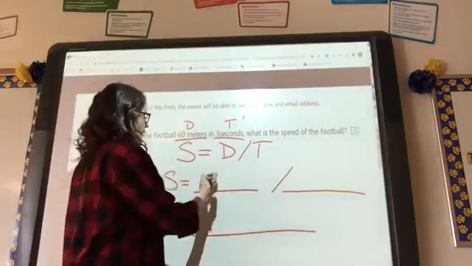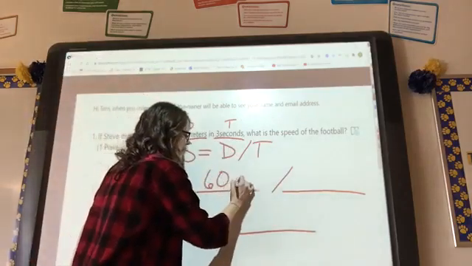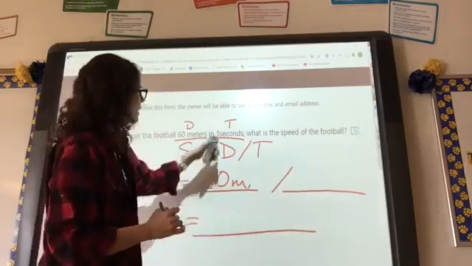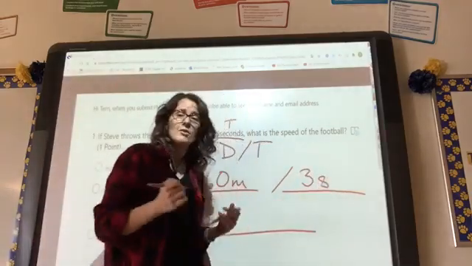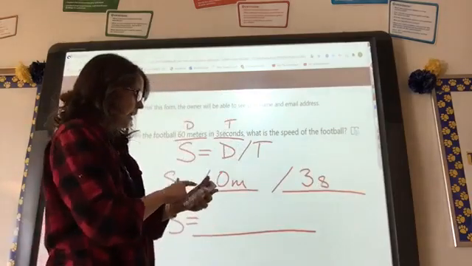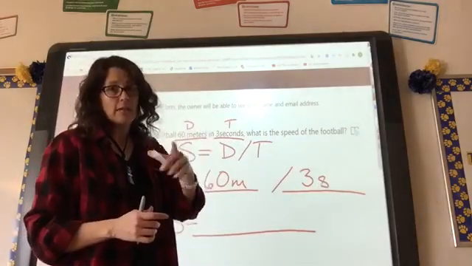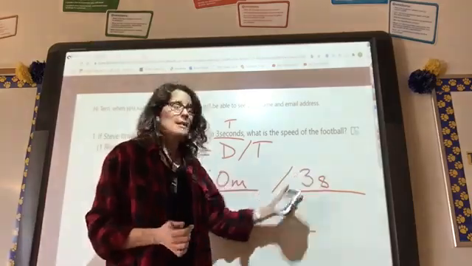60 meters is going to be our distance, so I'm going to write 60 with an M for meter. Our time is 3 seconds, so we've got an S for seconds. If you have to, put it in the calculator, but 60 divided by 3 is 20.